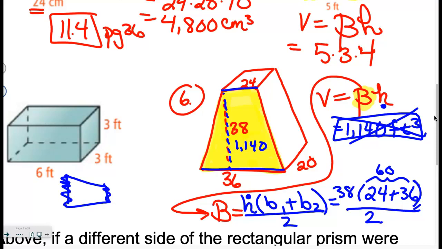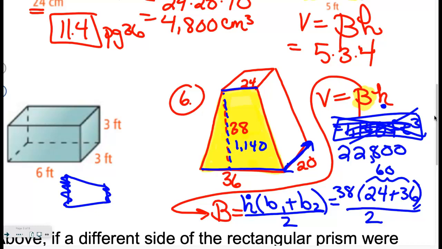Brianna, what's the height of the prism? What do you guys think? 20. Yeah, this guy. So you have to take your 1,140, the area of the base, and then basically you're just layering a whole bunch of trapezoids on top and filling it up. So 1,140 times 20 equals. 22,800. Thank you, Ava. And then that would be labeled feet cubed.